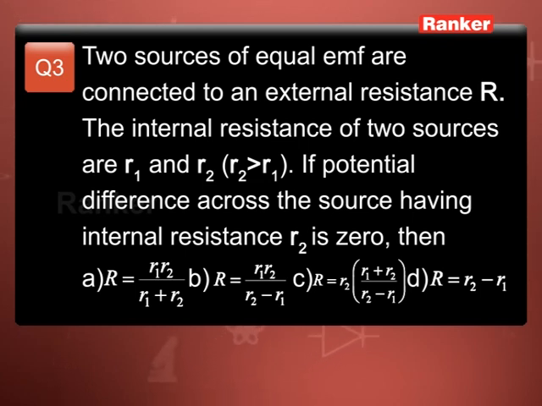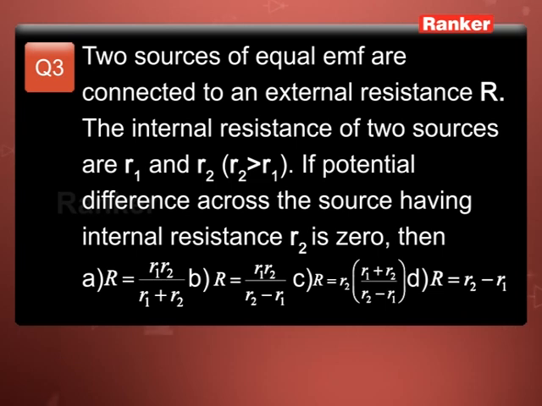He has given 4 options. You just have to pick one out of the 4. First option, capital R is equal to R1 R2 by R1 plus R2. Second option, capital R is equal to R1 R2 by R2 minus R1. Third option, capital R is equal to R2 into R1 plus R2 by R2 minus R1. And fourth option, capital R is equal to R2 minus R1.